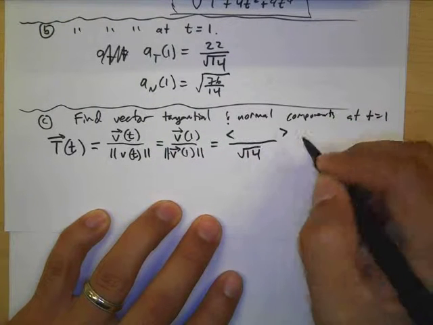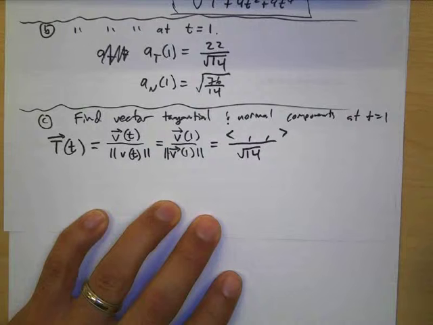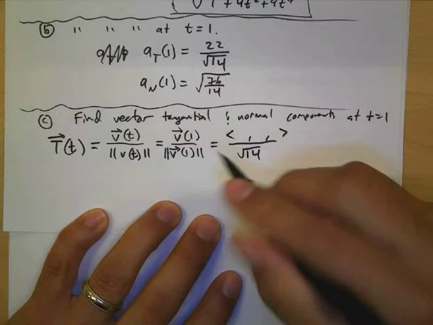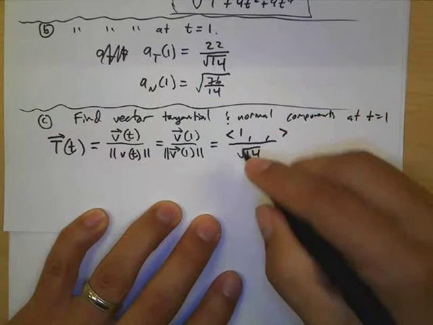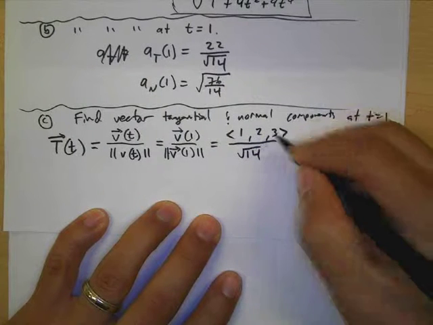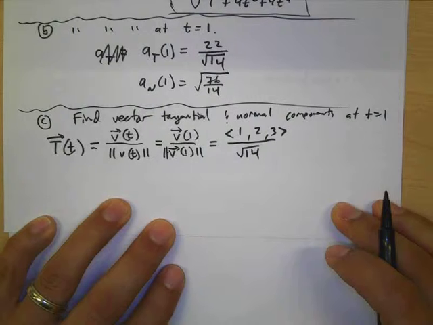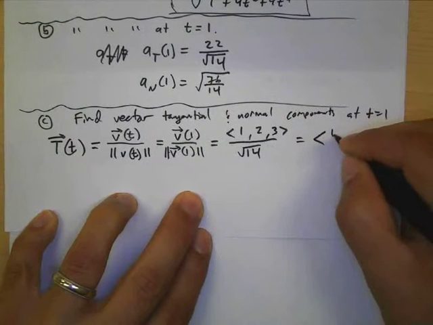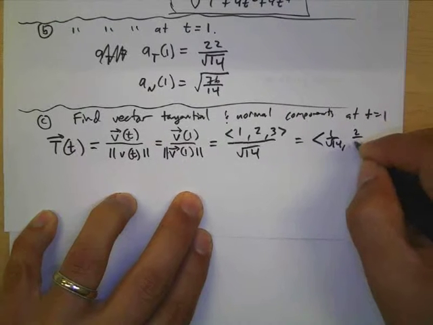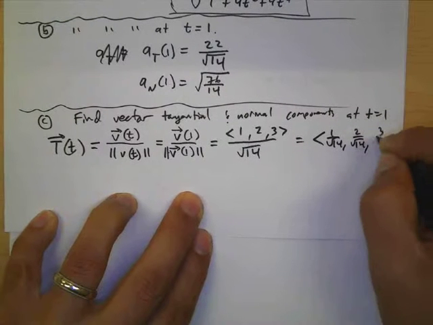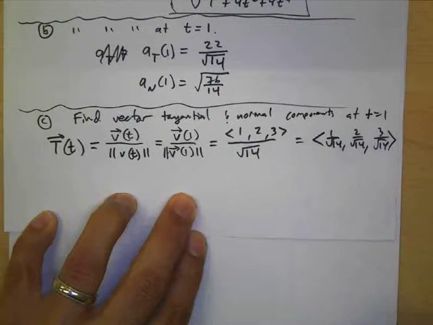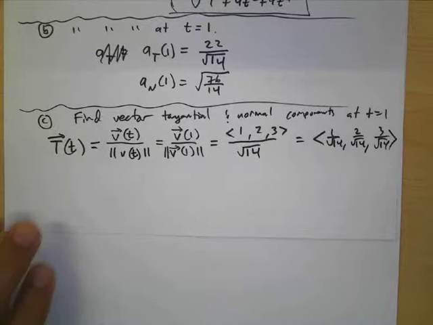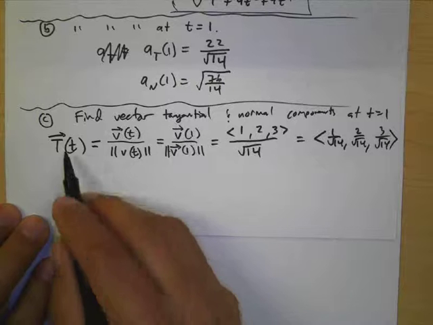What velocity vector do I get if I plug in 1? 1, 2, 3. Okay? So let me actually write it. I don't like it that way, but you can write it that way, though. Okay, so there's the unit tangent vector.